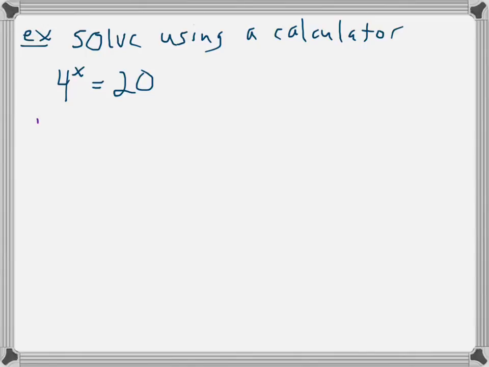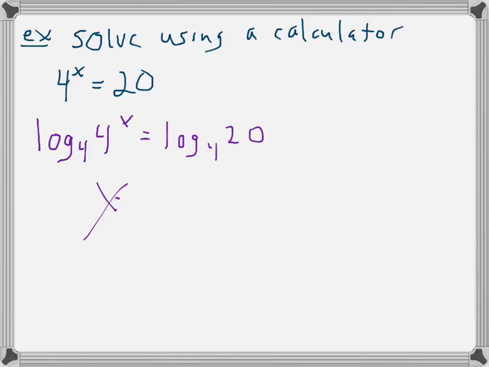All right, I'm going to solve this again in two ways. The way I want to get the x out of its exponent is to take the logarithm, and ideally I'd want to take the log of the same base, log base 4, because I have 4 to the x power.